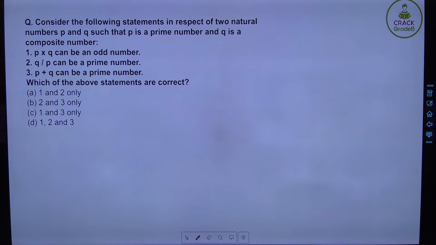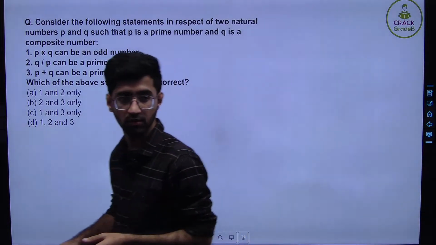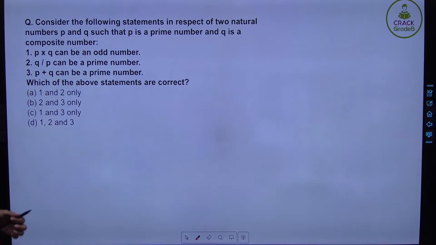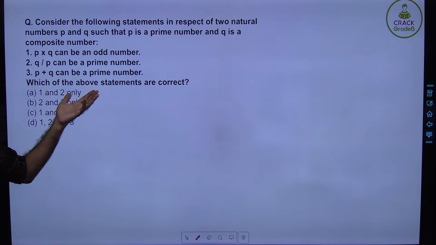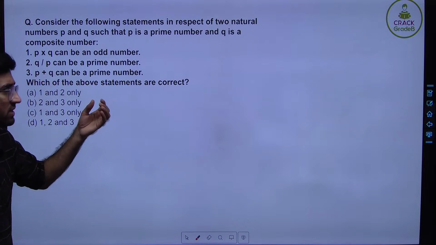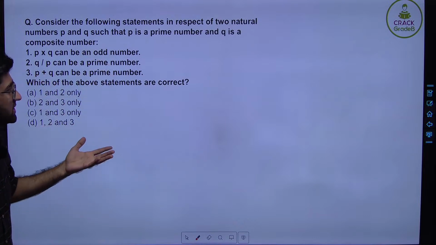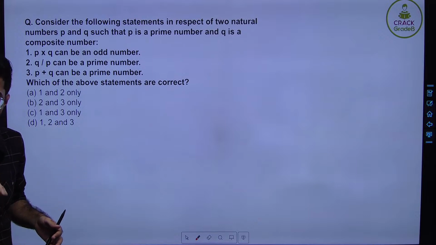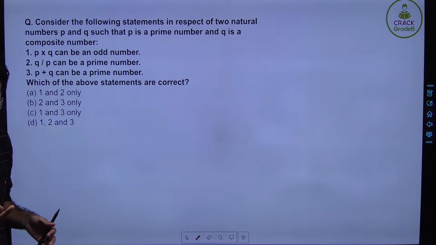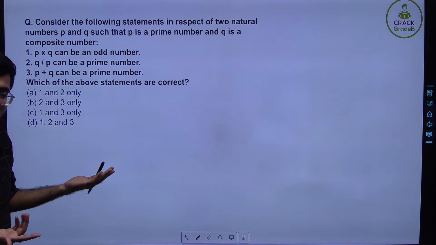Okay, B. Okay, 1, 2, 3. You are saying option D, right? Okay, don't worry. Everyone should try to answer this question. How will you approach this question? You will have to take examples. Like it has been given that P is a prime number. You will have to think that, okay, P can be 2, 3, 5, 7. You will have to take random examples. Then only you will be able to solve.